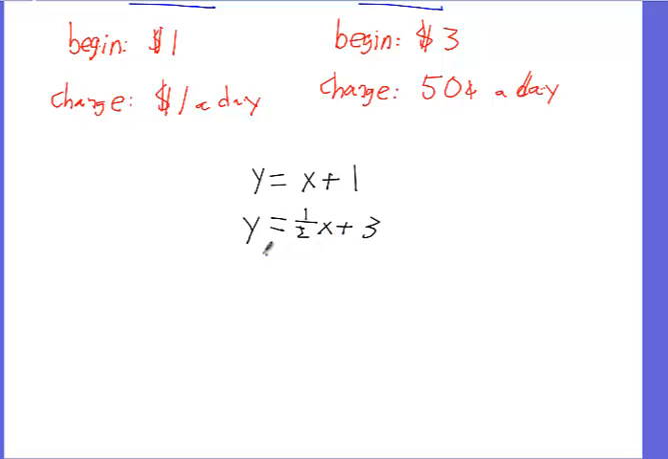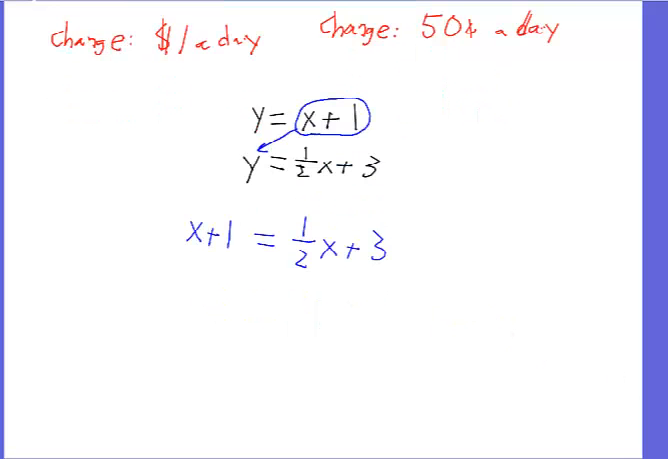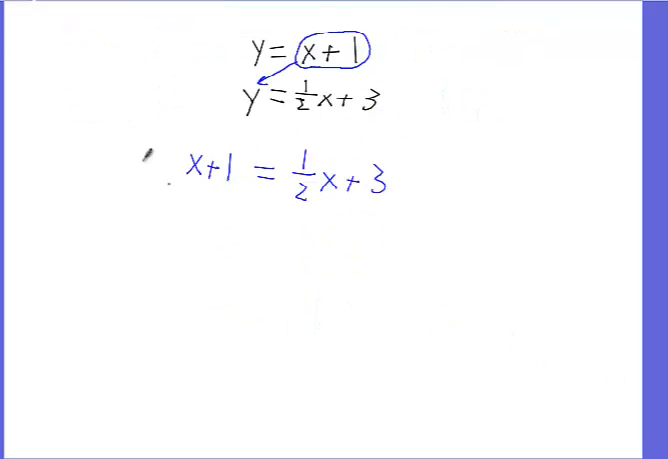Since we can use substitution, and we know that these two equations are in the same system, we can take this x plus 1 and substitute it into the second equation for y, because we know that y is equal to the same thing. So instead of it being y equals 1/2 x plus 3, we can do x plus 1, since y equals it, and set that equal to 1/2 x plus 3. And now we are going to have to solve this equation for x.